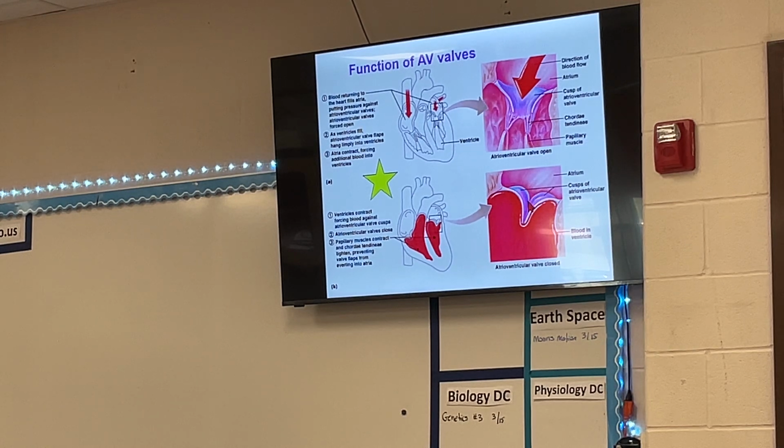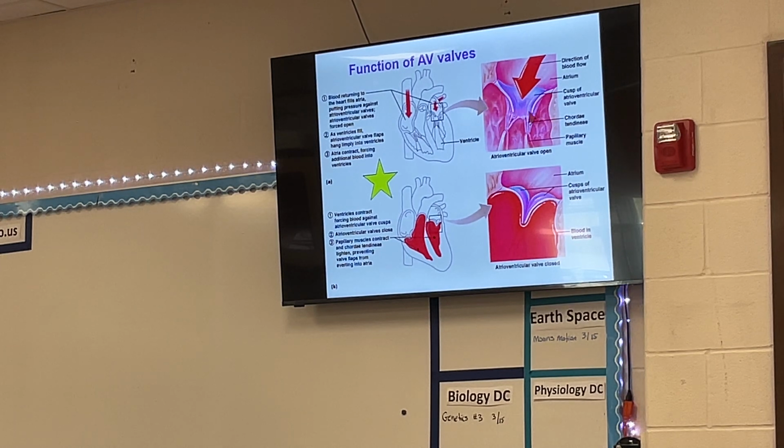It's easy for the blood to go back down this way, but when the blood pushes up against it, it actually holds it together and prevents the blood from going backwards. So when it is going down one way, that's easy. And would this be a semilunar, or would this be an atrial ventricular valve? What do you think?